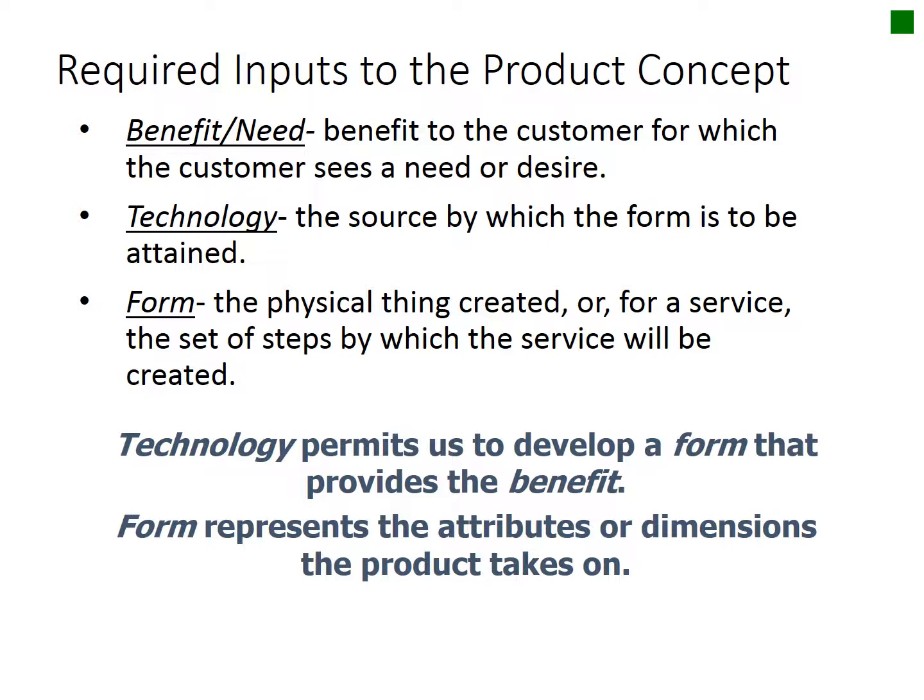The form represents the attributes or the dimensions that the product will take on. So we may have a product, and once we develop the product, we could actually have very many variations of the product. We could have different sizes of the product. We could have the product come in different colors. We could have different quantities of the product that are delivered at the same time. All of those are examples of changes in form, and every time we change the form, we create a new product.